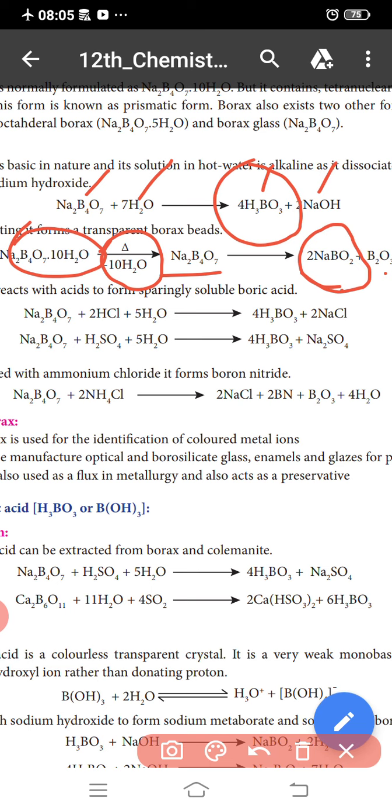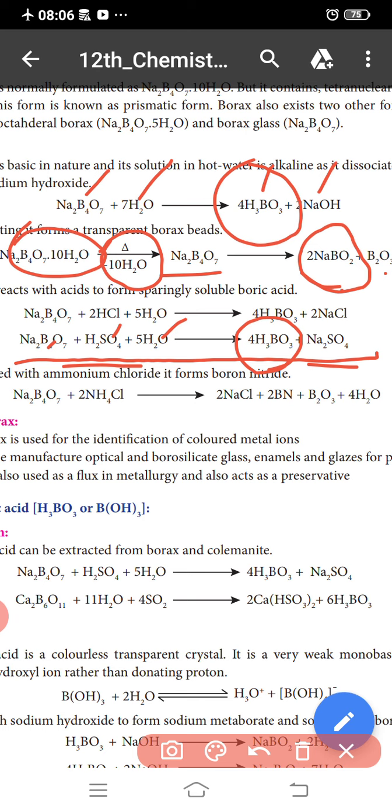The next one, the acid reaction. Borax reacts with acid to form the sparingly soluble boric acid. For example, with sulfuric acid: borax reacts with sulfuric acid and five molecules of water to give four molecules of boric acid and sodium sulfate. This is the property of borax.